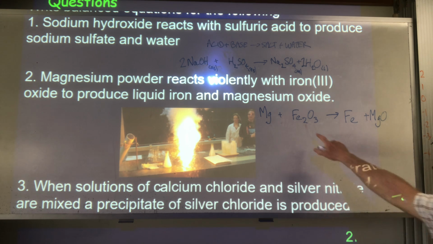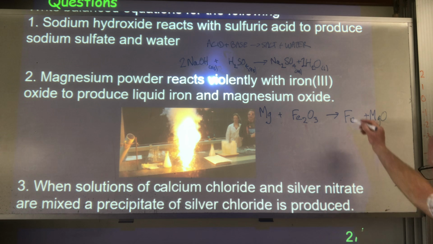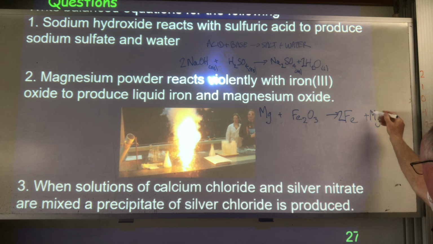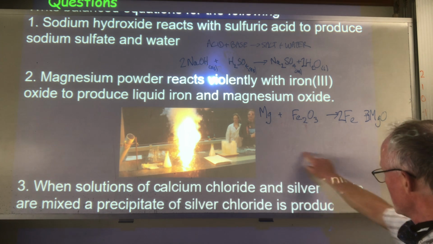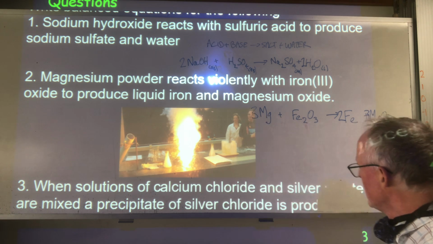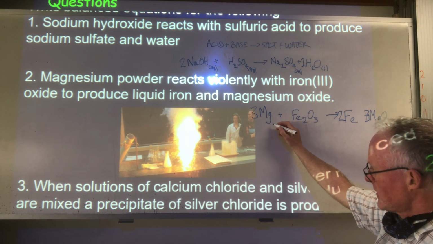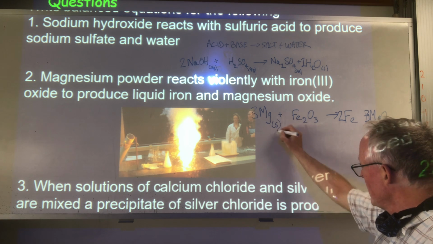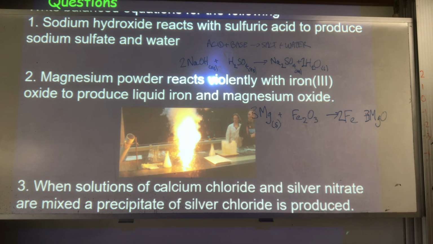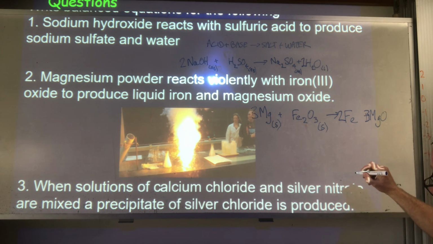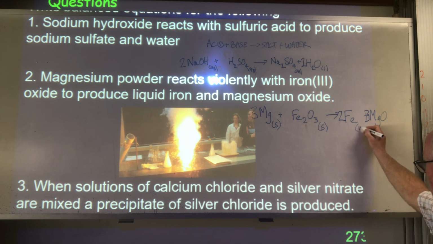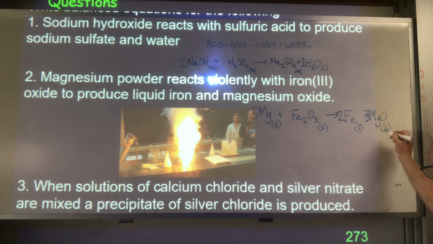So balance that, what have we got? 2 Fe's, 3 oxygens. That means now we've got ions are balanced, oxygens are balanced. We've just got to go back and balance the magnesiums. 3, and as I was saying before, when the states aren't really obvious, you'll be told them in the question. A powder is obviously a solid. Ionic compounds are pretty much solids. Molten iron, it's a liquid, and the magnesium oxide will be a solid too.